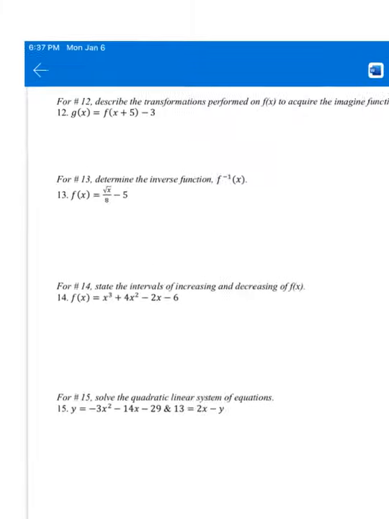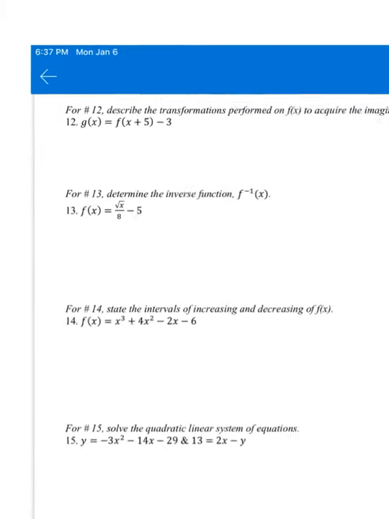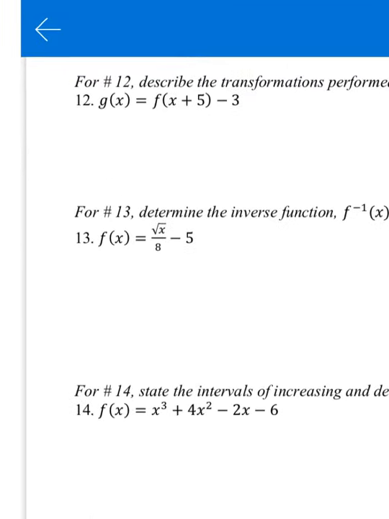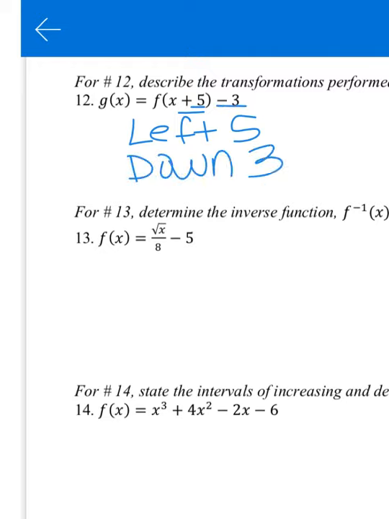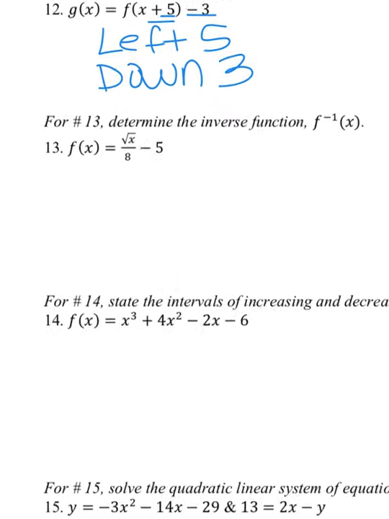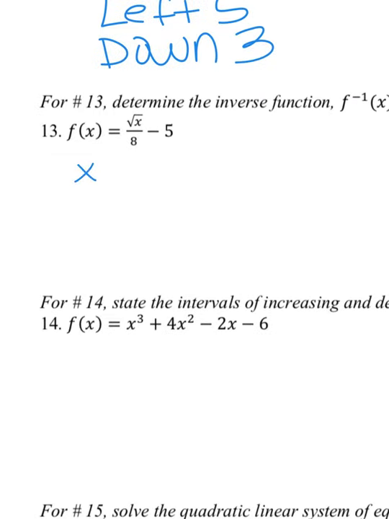For number 12, describe the transformations performed to acquire the image function. So this is just, do you know your rules? So here, plus 5 tells me that I'm going left 5, and minus 3 is down 3. That's all. For number 13, the inverse. Inverse, you switch the x and the y, and then you solve for y.